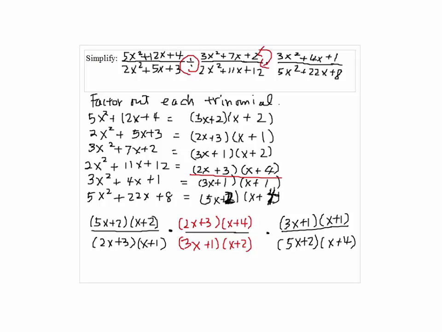Since all the trinomials are factored, we can go ahead and cancel. So notice that we have 5x plus 2 on top and bottom, and x plus 2 and x plus 1 are canceled, and 3x plus 1 is also canceled, and 2x plus 3 is also canceled, and finally x plus 4 is also canceled. So basically we are left with 1 for the numerators and 1 for the bottom. So we have 1 over 1, which is 1 as the answer.